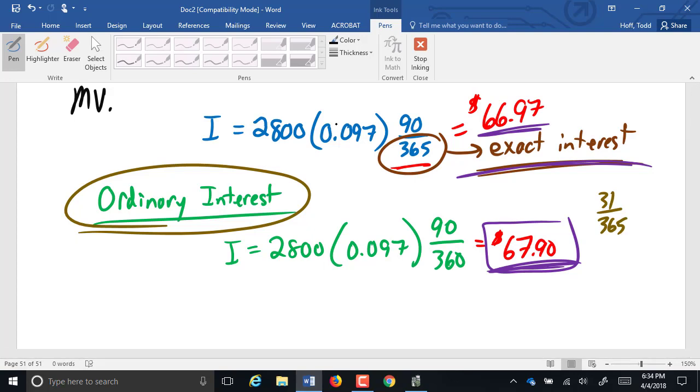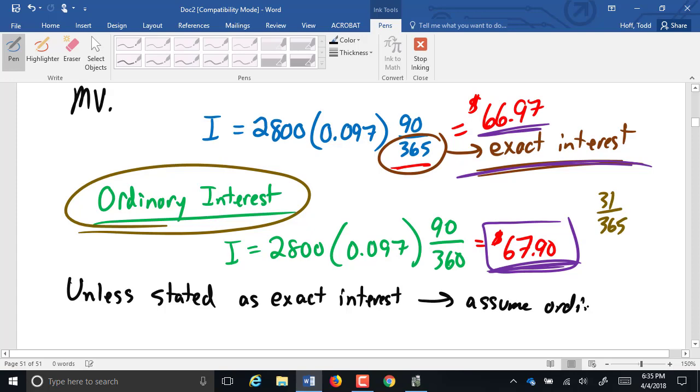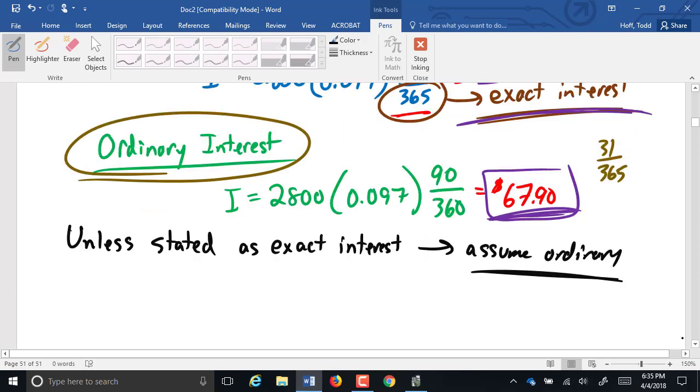They'll specify in the paperwork what the exact interest rate is on it at some point. Yeah, pretty much. Unless stated as exact interest, always assume ordinary. So if it doesn't say ordinary or exact, you assume ordinary.